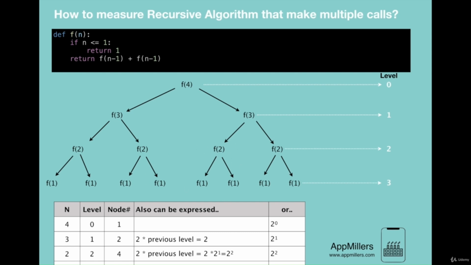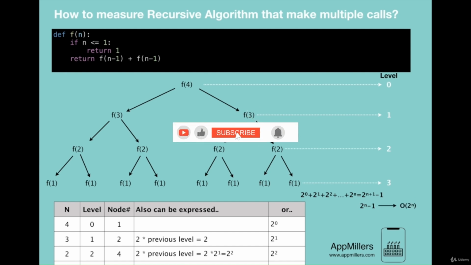From math, we know that the sum of powers of 2 is equal to 2 to the power of n plus 1 minus 1. But in our case, we are not going up to n. We are summing the powers up to 2 to the power of n minus 1. So in this case, our equation will be like this. And if we eliminate the constant minus 1, we will get O(2 to the power of n).